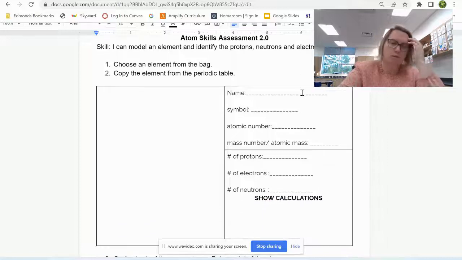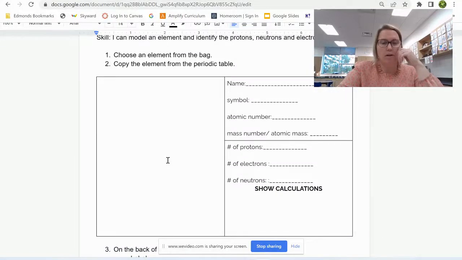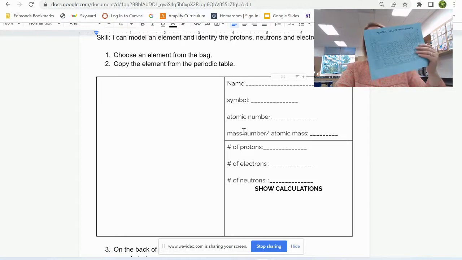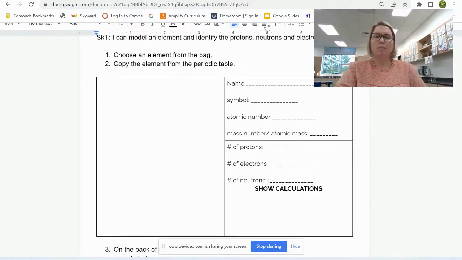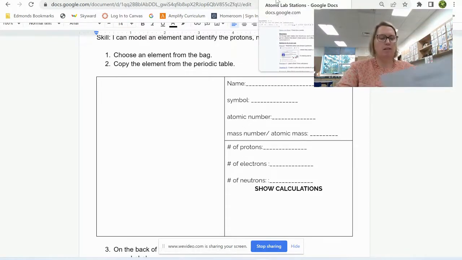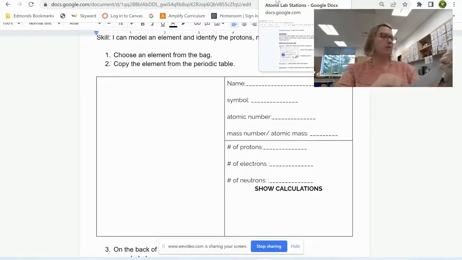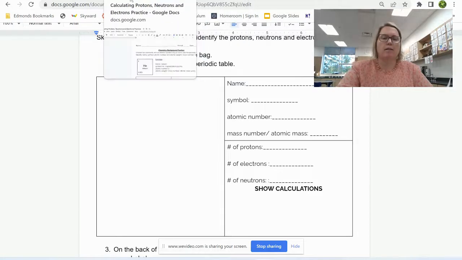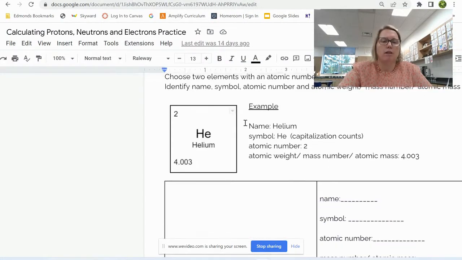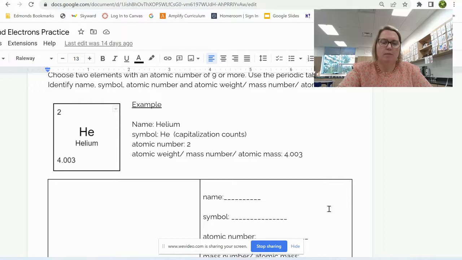Protons, neutrons, and electrons. The first part is being able to calculate the number of protons, neutrons, and electrons. You choose an element from the bag or a random element from the periodic table. Actually, I'm going to take a step back. I want you to practice on this practice sheet right here, the chemistry background practice. So we're going to go to this document here.